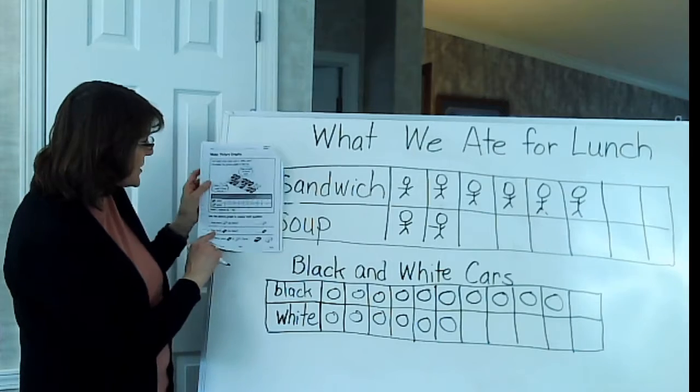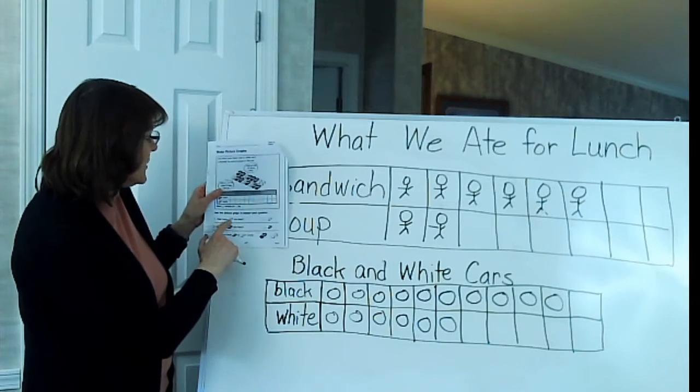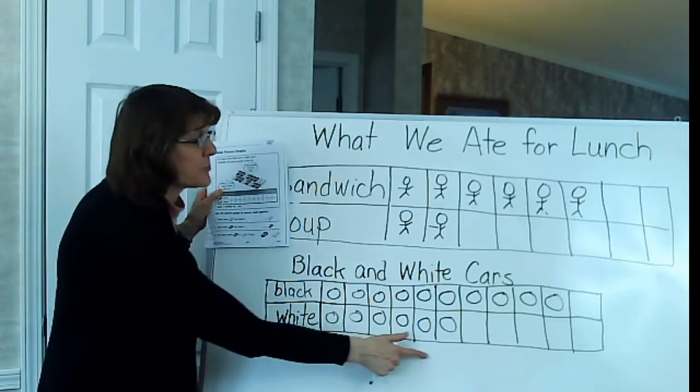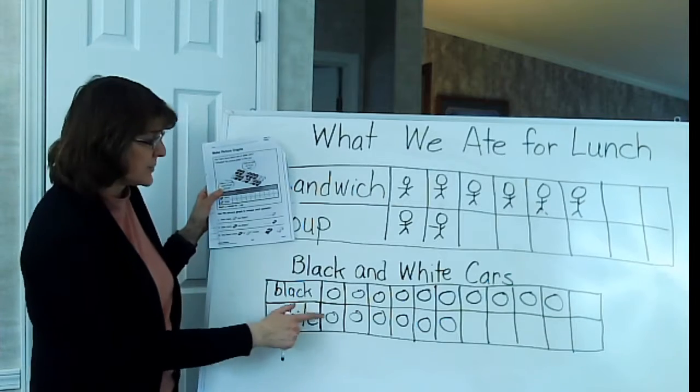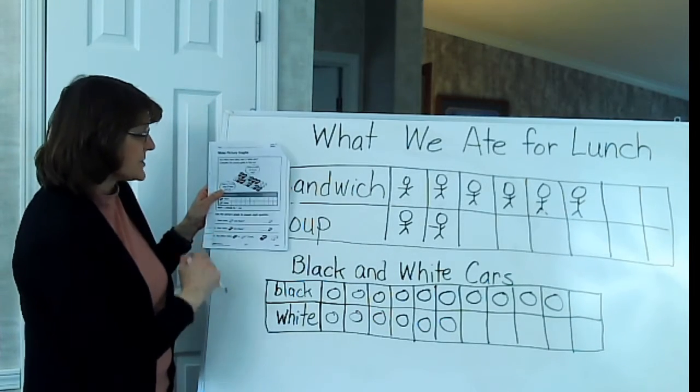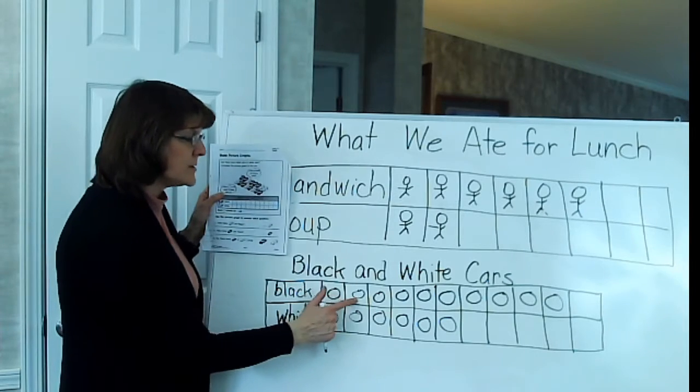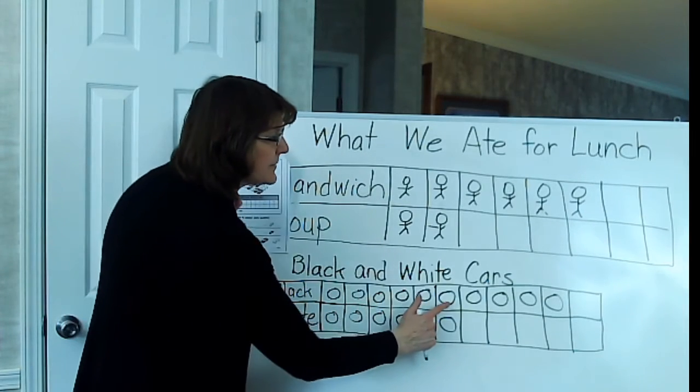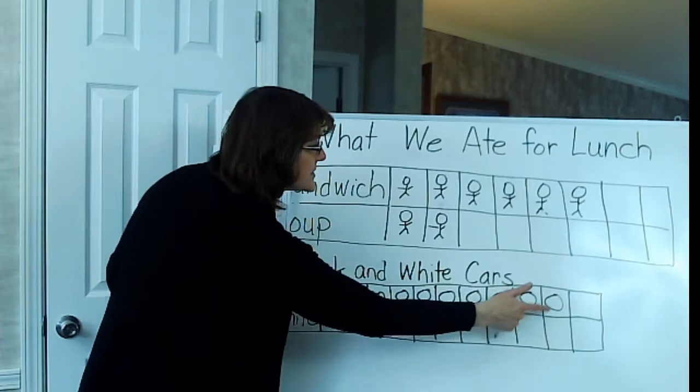Now I can answer my questions down here. How many white cars are there? Well, we just put that in. There are 6 white cars. We could count the 6 counters. How many black cars are there? Let's remember. 1, 2, 3, 4, 5, 6, 7, 8, 9, 10.